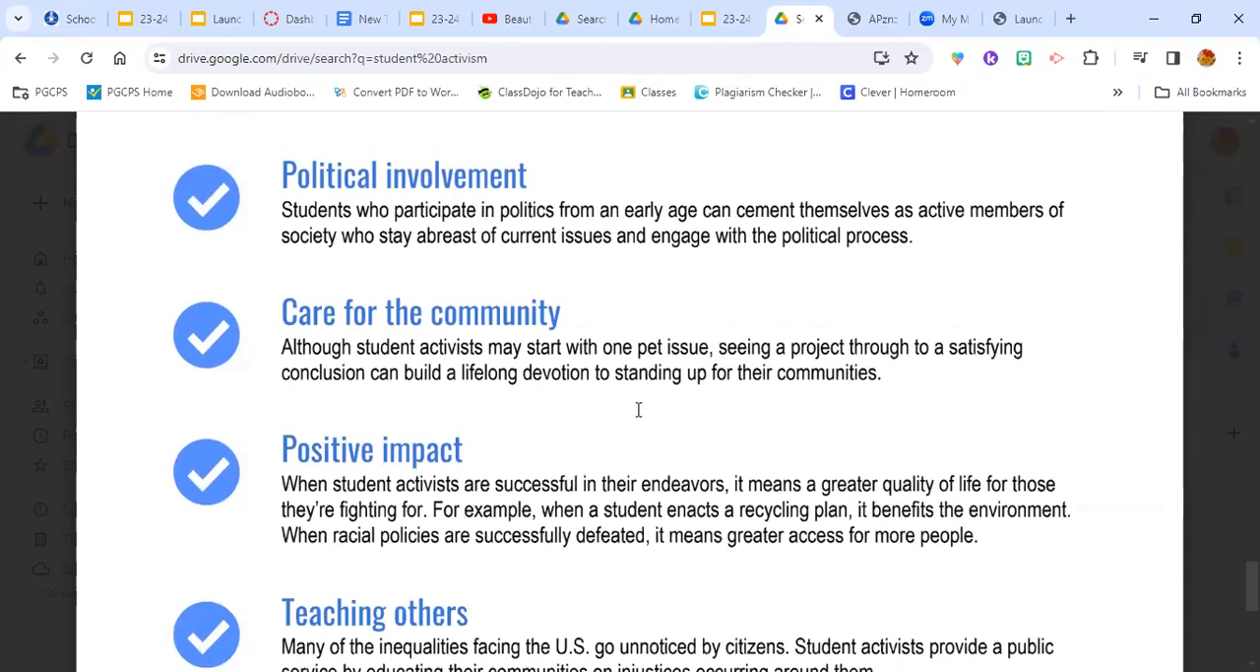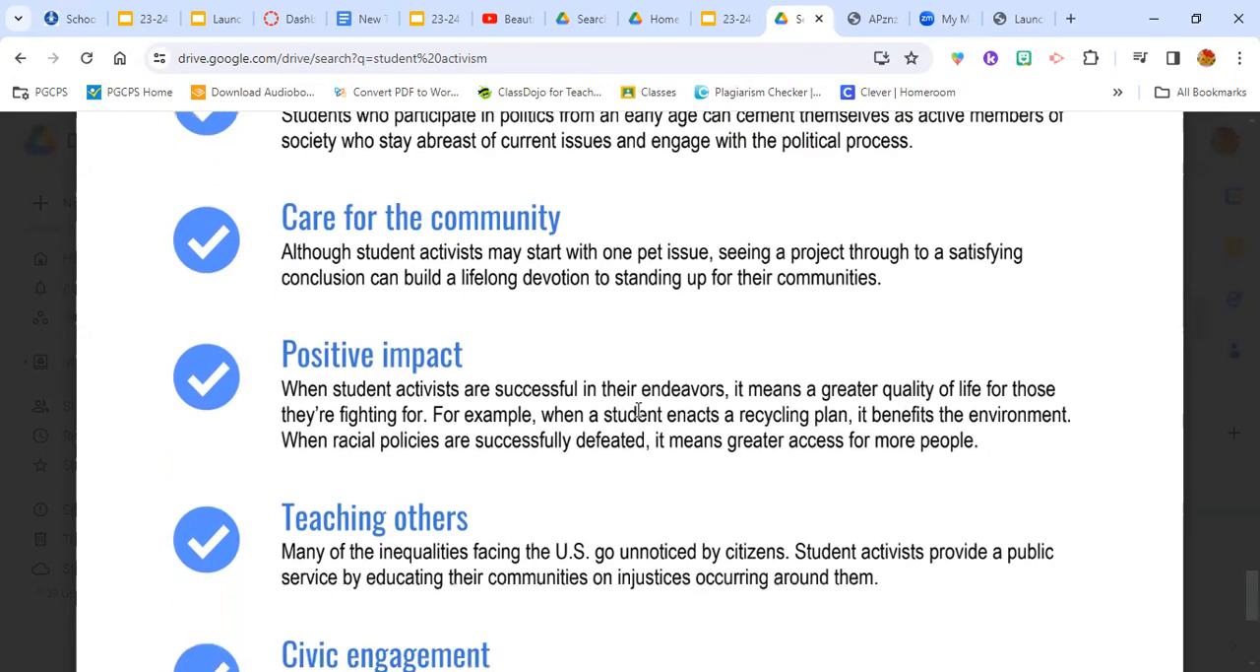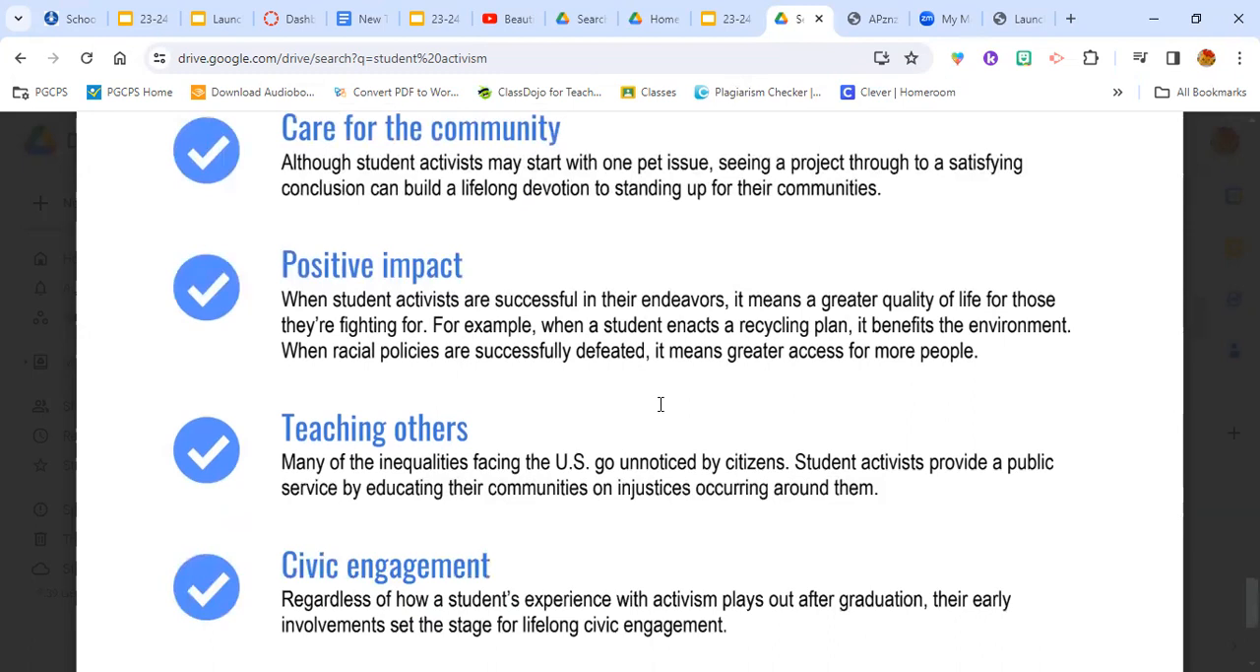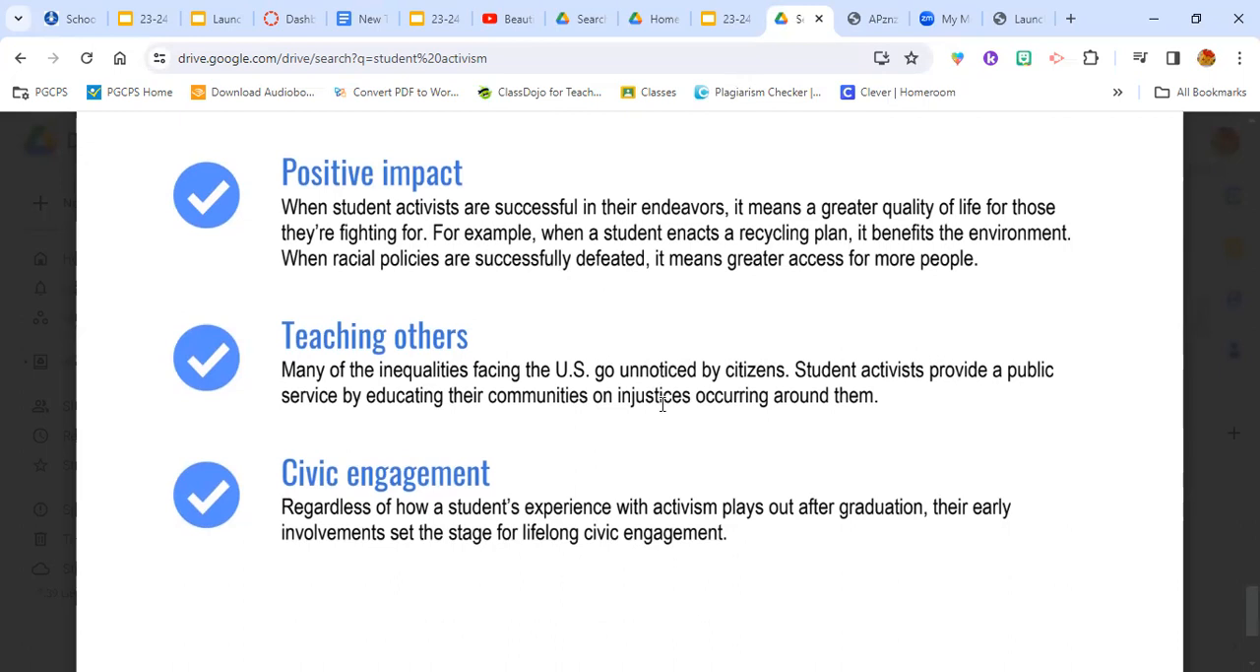Care for the community. Although student activists may start with one pet issue, seeing a project through to a satisfying conclusion can build a lifelong devotion to standing up for their communities. Positive impact. When student activists are successful in their endeavors, it means a greater quality of life for those they're fighting for. For example, when a student enacts a recycling program, it benefits the environment. When racial policies are successfully defeated, it means greater access for more people.